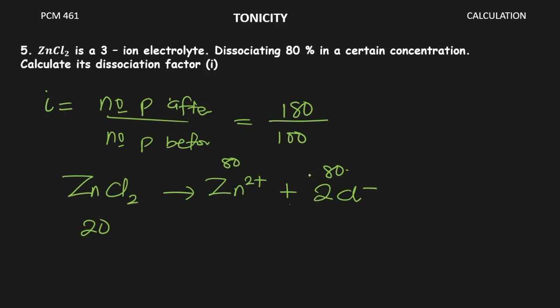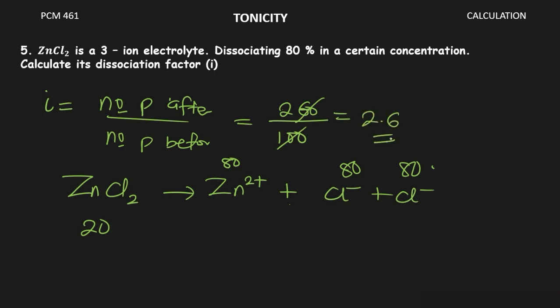So when the 2 affects this one, because you have 2 of the chloride ion, it becomes chloride ion plus chloride ion. So here will still be 80 of one chloride, 80 of the other chloride. So this one now will be 80 plus 80 plus 80, that is 240, plus 20. That will give us 260, right? So 260 divided by 100, what would that give to us? 2.6. So that is how to calculate your dissociation factor for any ion given to you at all.